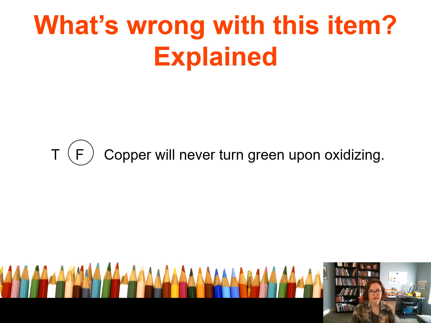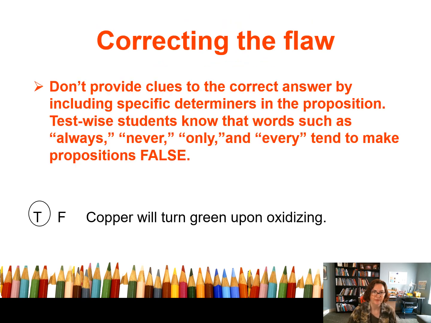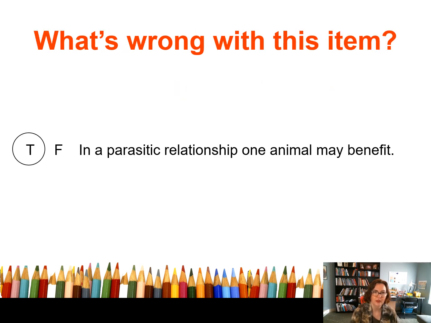That word never. People who are good at taking tests learn that if it says never, most likely it's going to be false. So you don't want to provide clues to the correct answer by including specific determiners in the proposition. Test-wise students know that words like never, always, only, and every tend to make propositions false. To switch it up, copper will turn green upon oxidizing. What's wrong with this item?